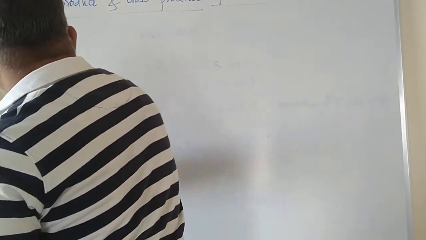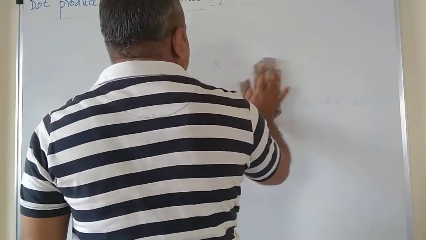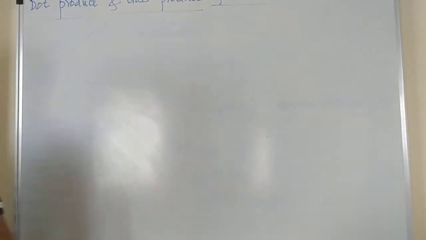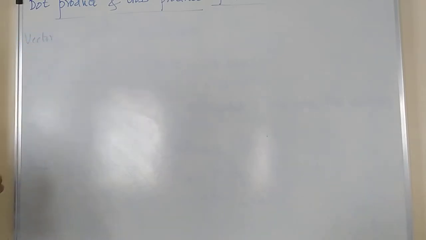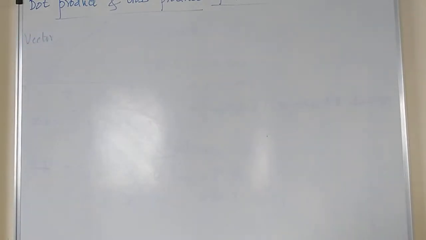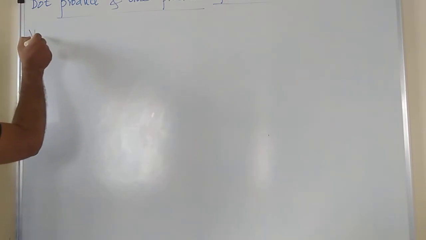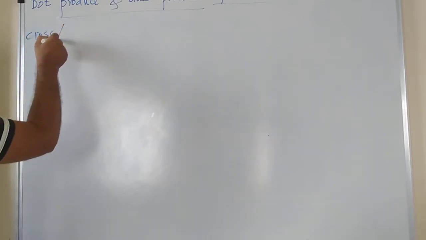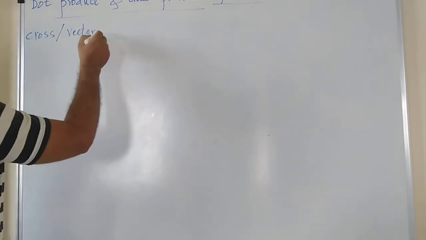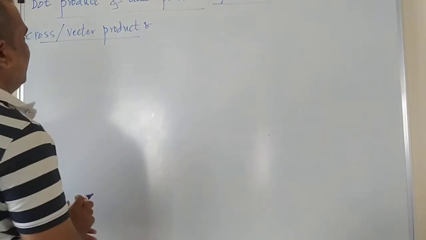And the next topic is vector product, and we know that vector product is denoted by the letter cross. Second is vector product or cross product. First we have studied dot product, now cross product, or it is also called a vector product. And let's finish this topic quickly.